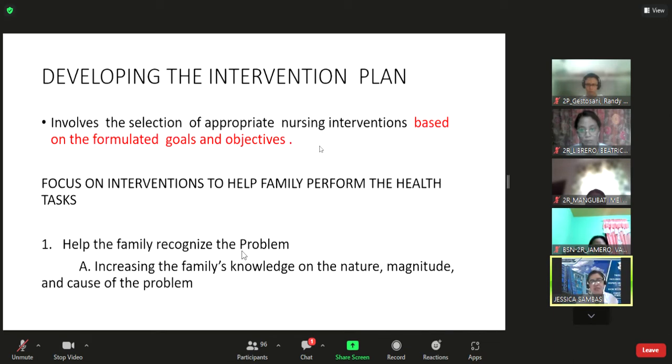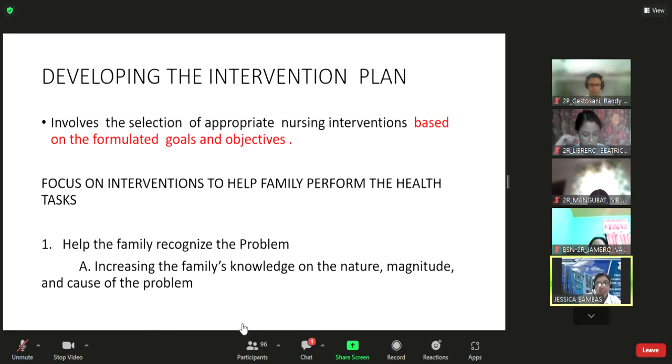You can use several resources, no? Practical, you can think of those interventions. So you just need to remember what will be the focus of your intervention to help the family perform the health task. First, you should help them recognize the problem. Because the usual reason for the problem is inability to recognize it. So let them recognize the problem by giving information, increasing the family's knowledge on the nature of the problem, magnitude, and cause of the problem.